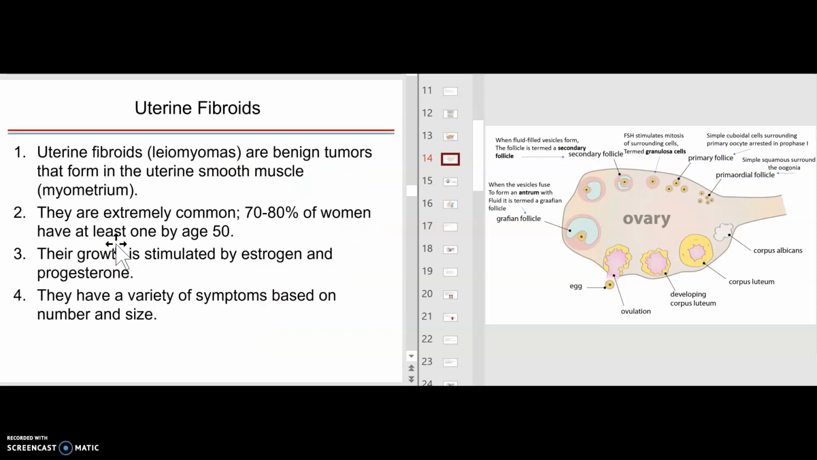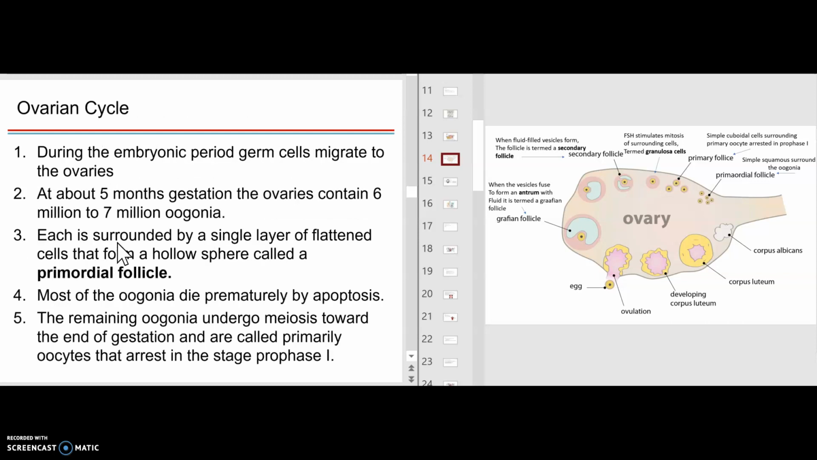Endometrium. Uterine fibroids, you can look at these, are benign tumors in the uterus that occur in many women, and they can cause bleeding and pain and so forth. This is something you can look at yourself. But I want to get to the actual physiology. So we start with the ovarian cycle.